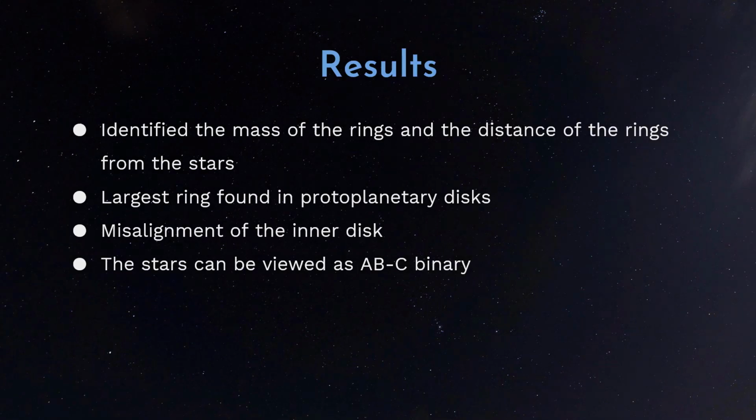In this research, the team successfully obtained the characteristics of GW Ori, with the outer rings being the largest ring found in protoplanetary disks, and the 3 stars can be viewed as an ABC binary system. For the dust rings, they identified a misaligned gap between the inner and outer 2 disks. This suggests that there are mechanisms other than torque that may have broken the disks apart.